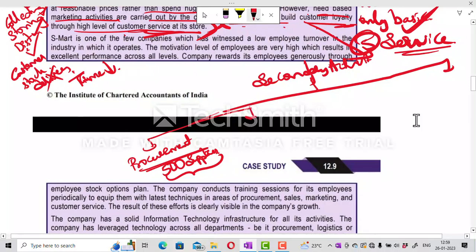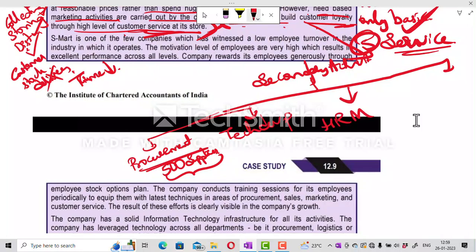Okay, second one, technological development. Third one, human resource management. Fourth one is all about infrastructure.